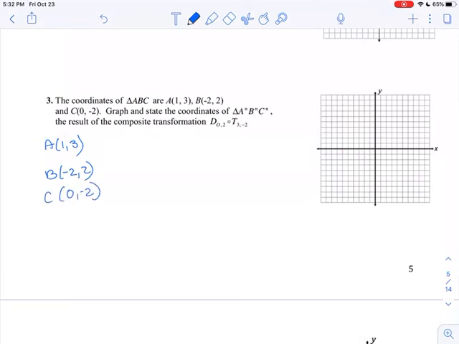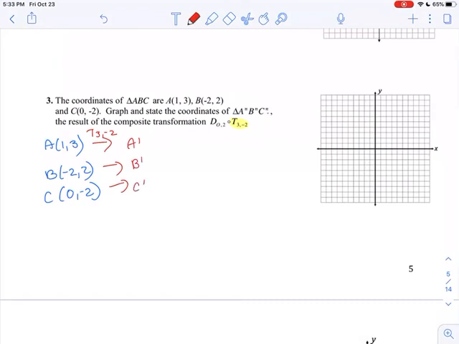All right, let's do a composition so you can see what that looks like, and that'll be the last one for today. So A is the point 1, 3. B is the point -2, 2. And C is the point 0, -2. So I'm going to graph and state the coordinates of the image A double prime, B double prime, C double prime after a composition. Now remember, when I have a composition, I have two things that I'm doing. I always do the thing on the right first.